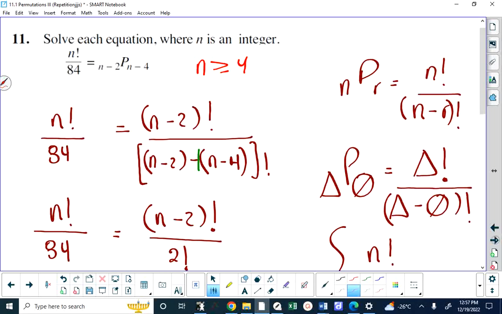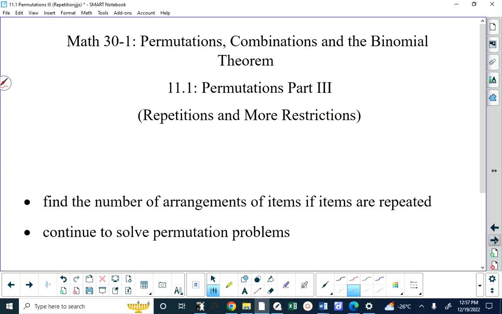All right. So we have one more lesson on permutations to go. This is part 3. We're going to continue to look at more restrictions and different kinds of problems than you might have seen. But more importantly, we're looking at repetitions. And repetitions mean you have items that are identical. So for example, if I have 4 quarters and 3 dimes, how many ways can I line them up in a row?